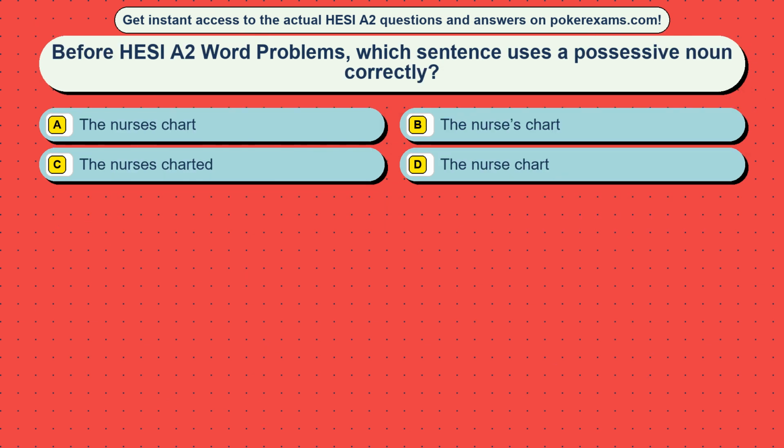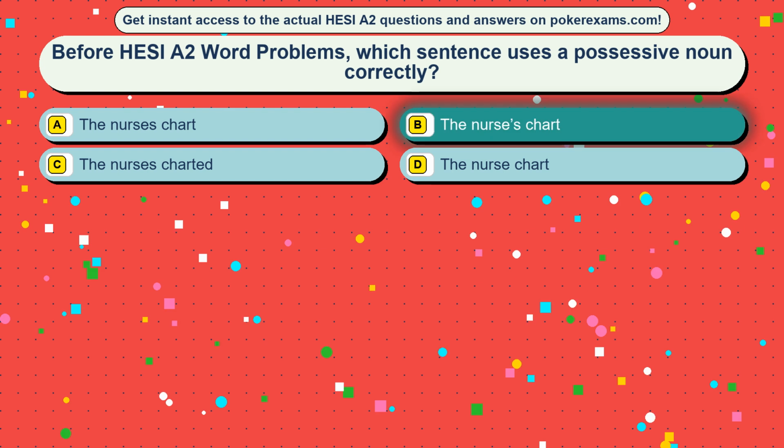Question 25. Before HESI A2 word problems, which sentence uses a possessive noun correctly? Option A, the nurse's chart. Option B, the nurse's chart. Option C, the nurse is charted. Option D, the nurse chart. The correct answer is option B, the nurse's chart.